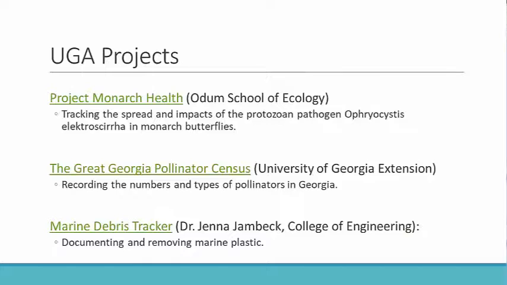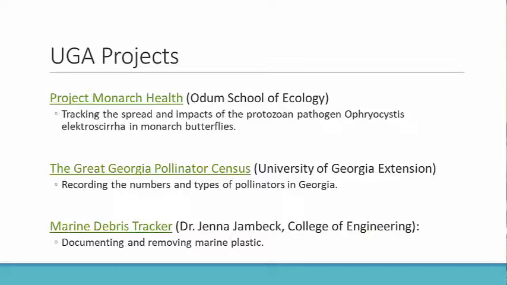So here at UGA, there's already a couple projects that are going on. There is Project Monarch Health, which tracks the spread of a parasite among monarch butterflies. And so what they do is once a year they will teach participants how to handle the butterflies and make an imprint of the butterfly abdomen on a piece of paper so that they can see if it has parasites or not. Additionally, the Great Georgia Pollinator Census tracks the different types of pollinators in Georgia, and that is also a one-time a year project.